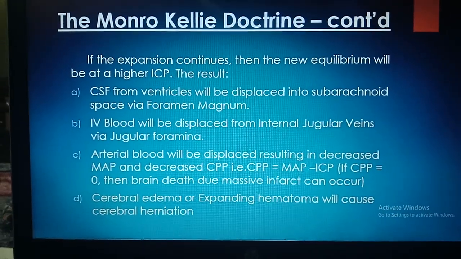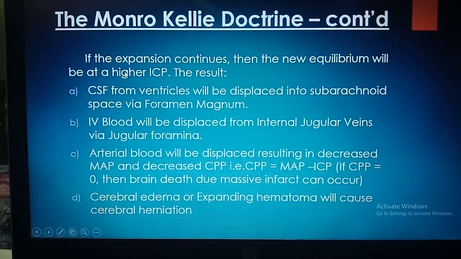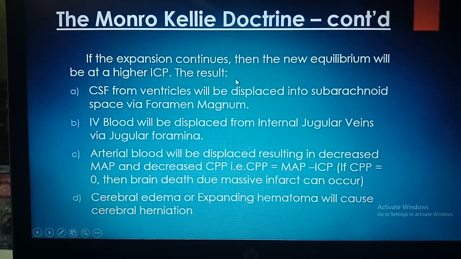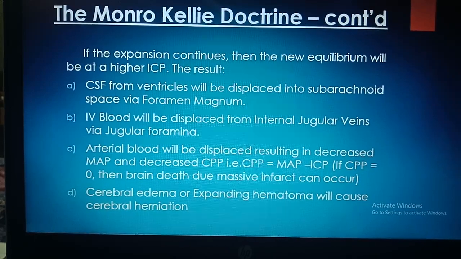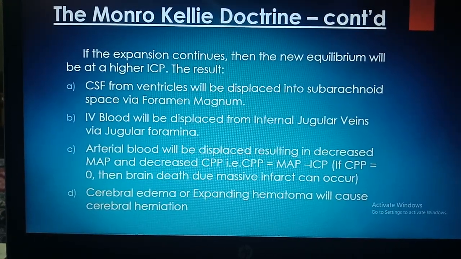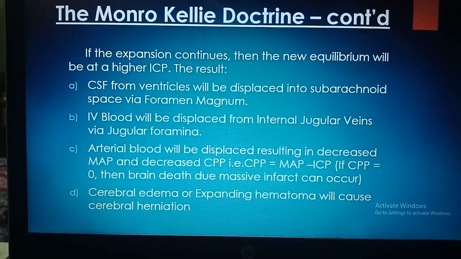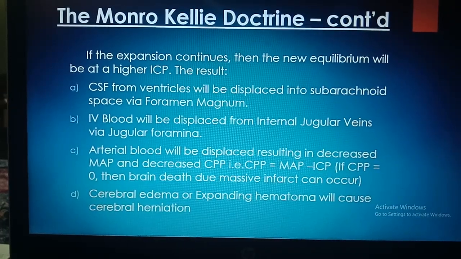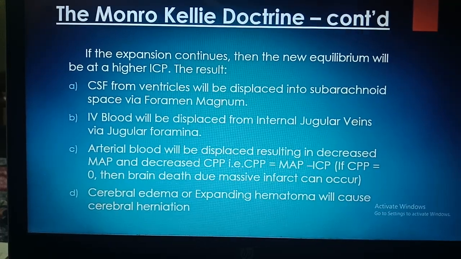Now this is what I explained in that picture before, that if the expansion continues, then the new equilibrium will be at a higher ICP. The result will be that CSF from the ventricles will be displaced into the subarachnoid space via the foramen magnum. That is the first state of compensation, that the CSF tries to come out of the foramen magnum and tries to create a space within the cranial cavity so as to accommodate that mass.